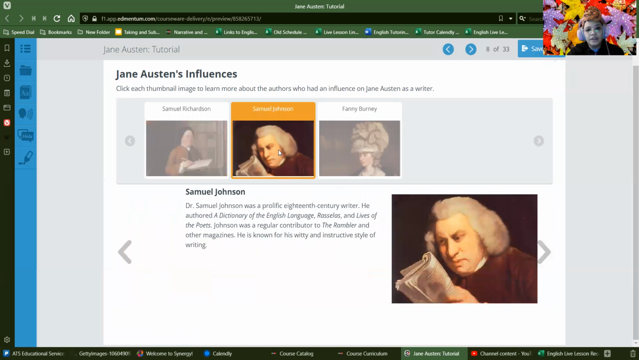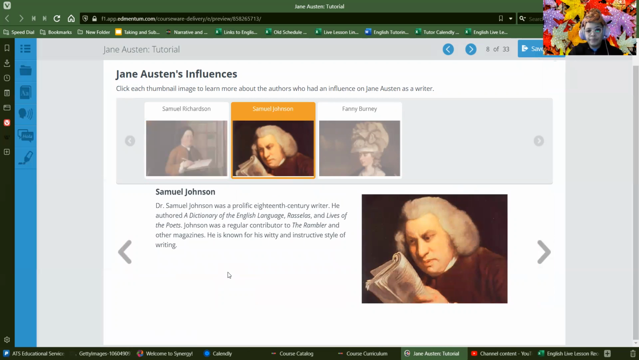So this second author here is Samuel Johnson. His biggest thing is he was credited for writing the Dictionary of the English Language. He wrote some other things, but he's just very well known for being witty and instructive. So he's good at wit, going back and forth, and issuing instructions and advice to people about how to do things in a friendly way.